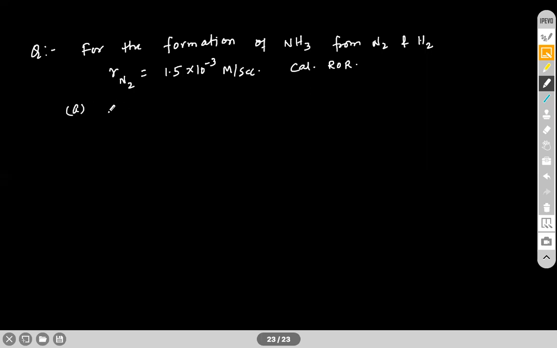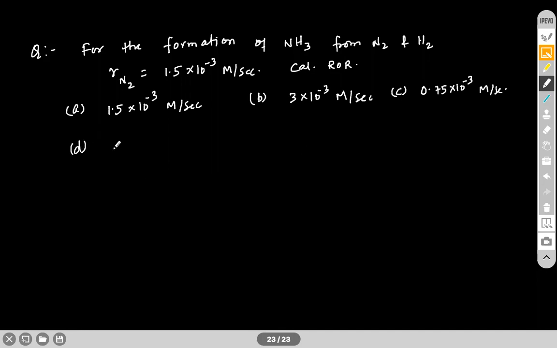Options are given. Option A is 0.75 into 10 to the power minus 3 molar per second. Second one is 3 into 10 to the power minus 3 molar per second. C is 1.5 into 10 to the power minus 3 molar per second. Option D is cannot determine. Try this question, all of you.